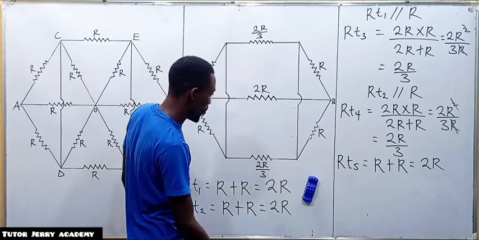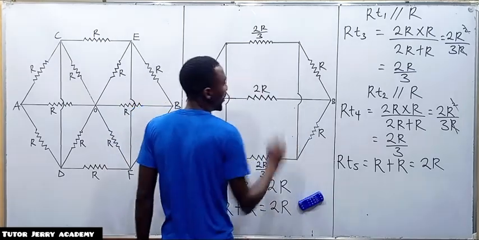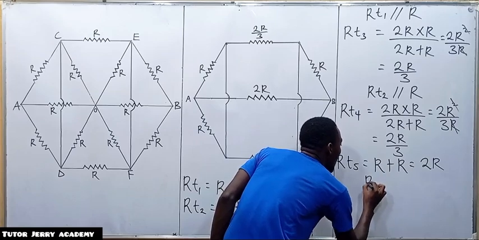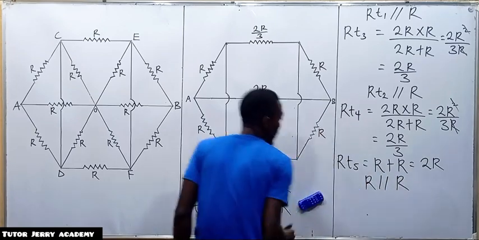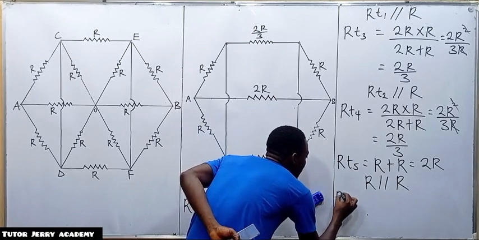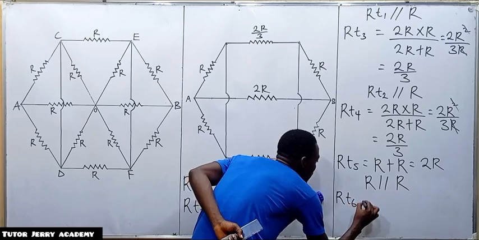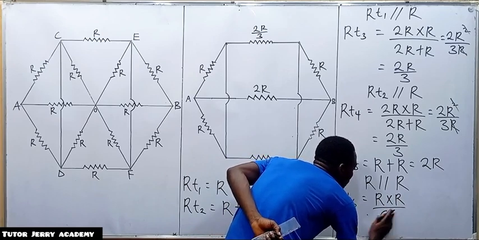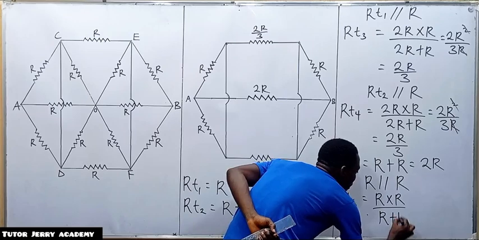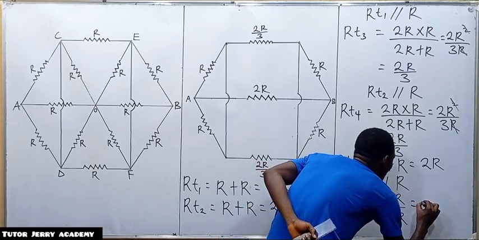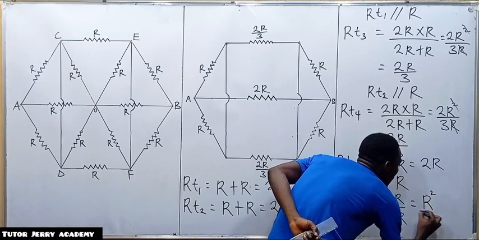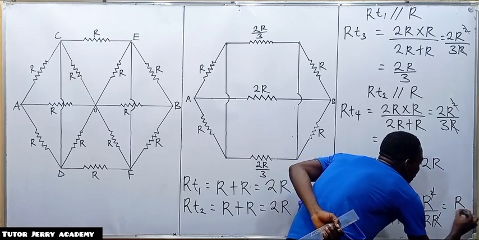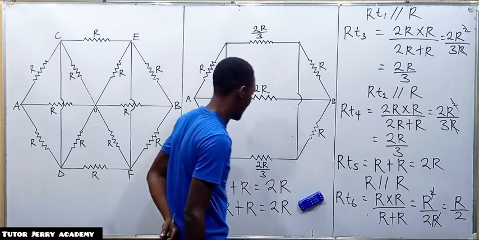All right, so we can therefore say, let's note that our R is parallel to R. So the combined effect of the two, let's call it RT6, will be equal to R multiplied by R all over R plus R, which is going to give us R squared all over 2R. R will go with one R, so we're left with R all over 2. Is that clear?